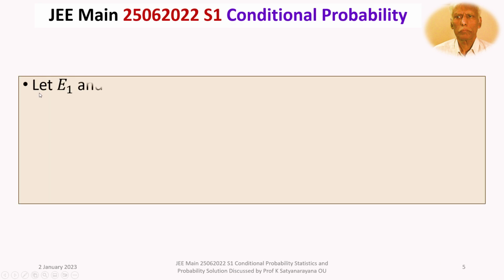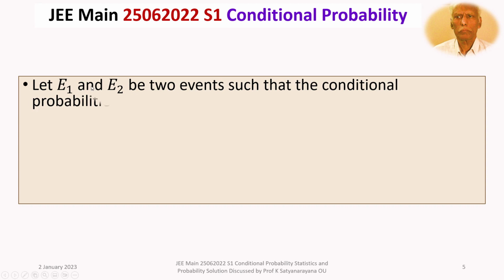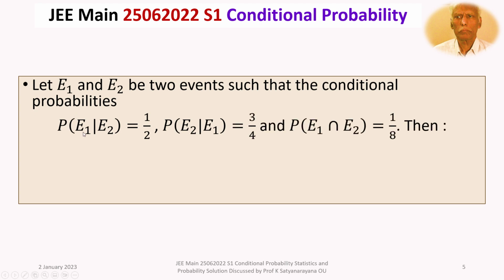The given question is: let E1 and E2 be two events such that the conditional probabilities P of E1 given E2 is 1 by 2, probability of E2 given E1 is equal to 3 by 4, and probability of E1 intersection E2 is 1 by 8. Then we are given four options.